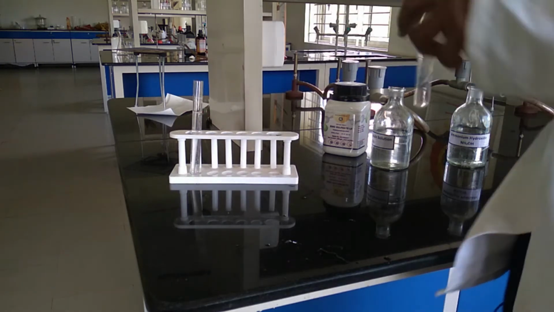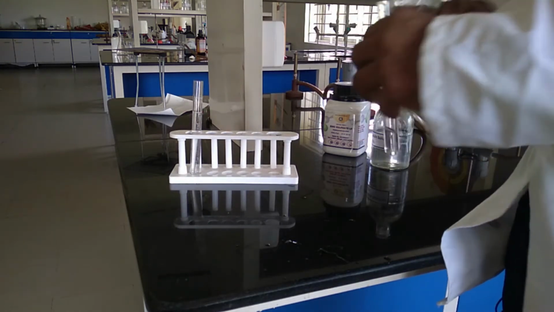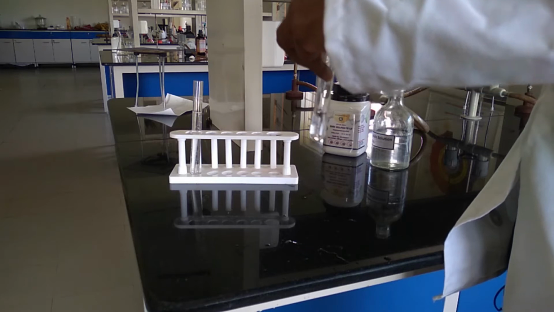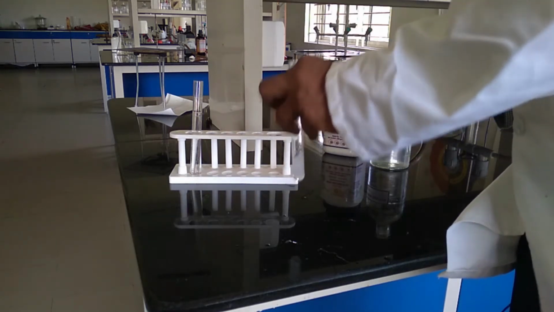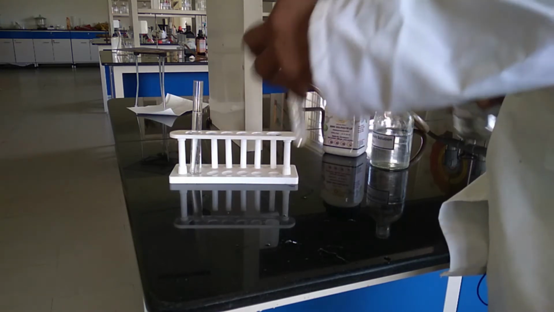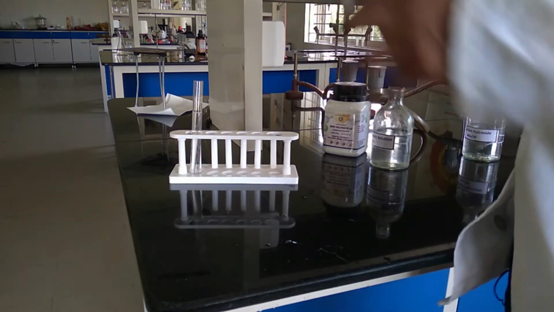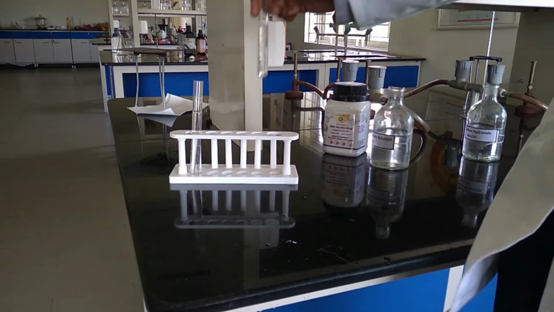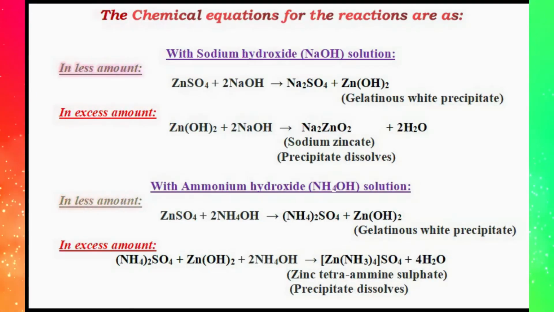When we add ammonium hydroxide into it in a small amount, it forms again a gelatinous white color precipitate. We add excess of ammonium hydroxide into it. The precipitate got dissolved.